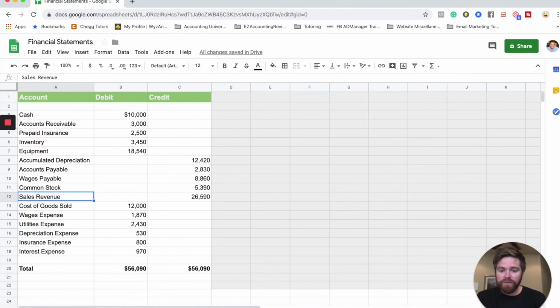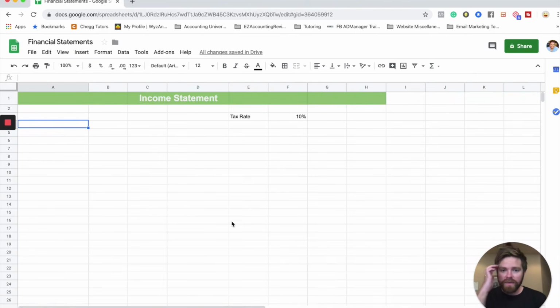So let's go ahead and jump over here to our income statement. And so our tax rate is going to be 10%. And we're just going to create this from scratch here. And so we're going to start on the left side. And we're going to go ahead and type in the first thing that goes on every single income statement, which is sales revenue. Sales revenue is the first thing that goes on your income statement. Sales revenue is what you earn from making sales through products and services.